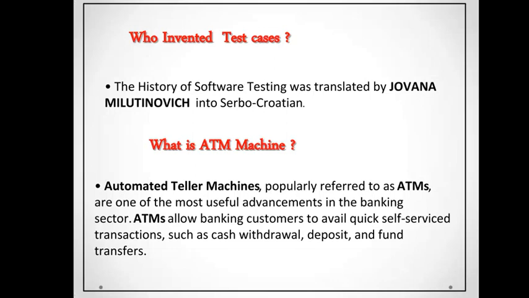Then our third point is what is an ATM machine. In the point of ATM machine, first we will see what is the long form of ATM. The long form of ATM is automated teller machine. What is the use of an ATM machine? The ATM machine is mainly and mostly used in the banking sector. It helps to check our remaining balance, withdraw our bank balance, or any other things.